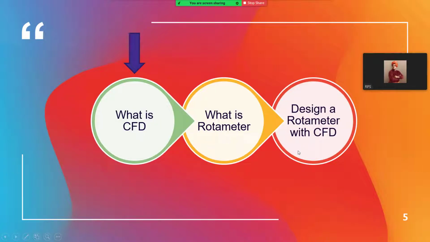Okay, my lecture has 3 parts. I will start with an introduction: what is CFD, what are its basics, and what are the steps of designing a CFD simulation. In the next part, I will talk about the rotameter: why it is used, how it's constructed, what its benefits are, and what its faults are. And in the last chapter, I will combine the first 2 parts, and I will talk about designing and simulating a rotameter using CFD.